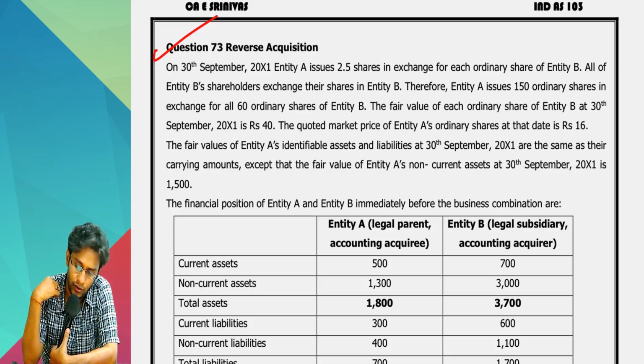The fair value of each ordinary share of entity B on this date is 40 rupees, and our company's share price, the quoted market price of the A share that I have given, has a value of 16 rupees. The fair value of entity A's identifiable assets on 30th September 20x1 are the same as their carrying amounts, except that the fair value of A's non-current assets is 1500.